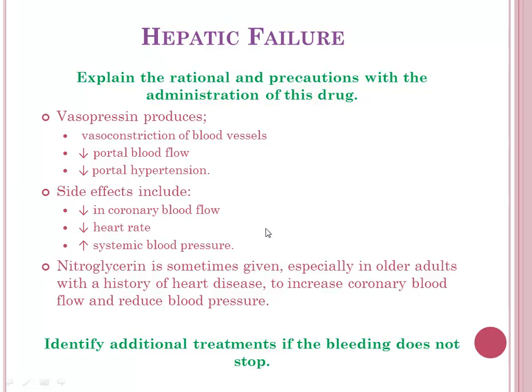arterial hypertension. Now, nitroglycerin is sometimes given in adults with heart disease if we are doing vasopressin to reduce the esophageal varice bleed. So this will help with the coronary blood flow and reduce arterial blood pressure. It doesn't do a whole lot for the venous side, and because we're usually injecting the vasopressin directly into the esophageal varices, you have vasoconstriction of those vessels, and then you do nitro for the other side.